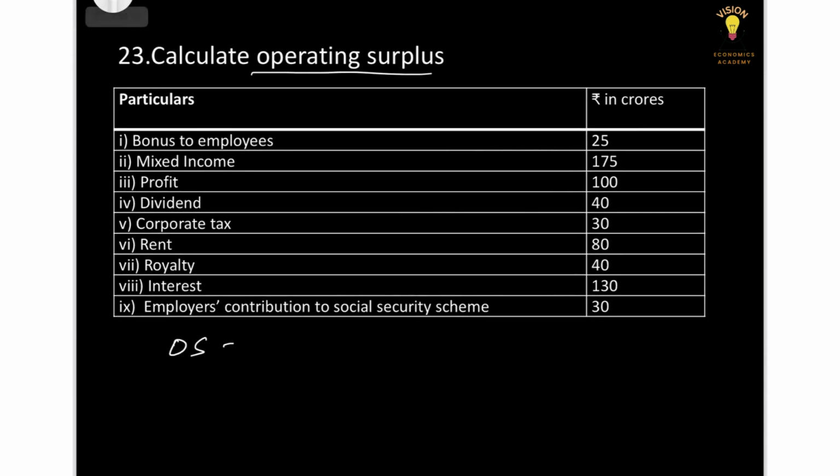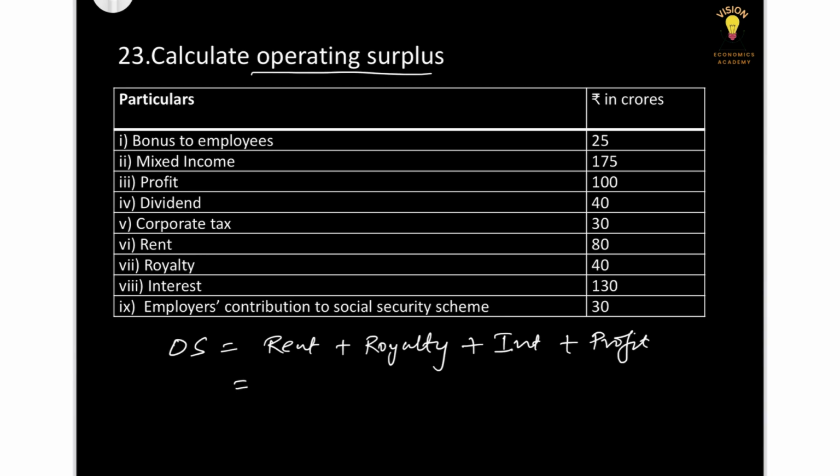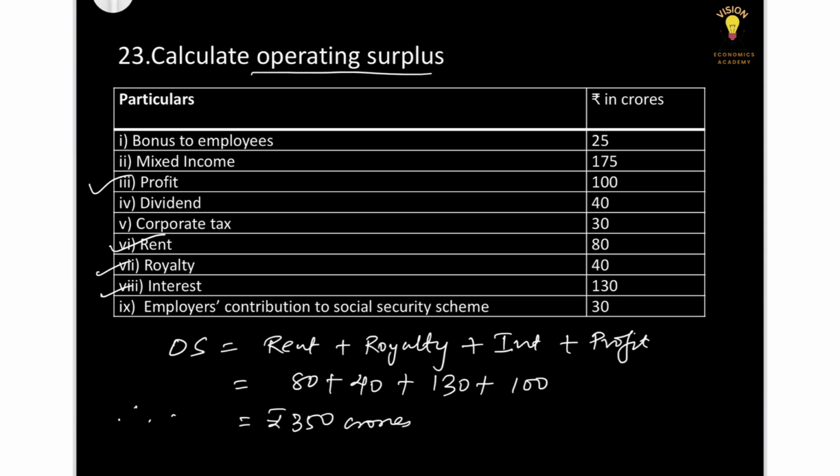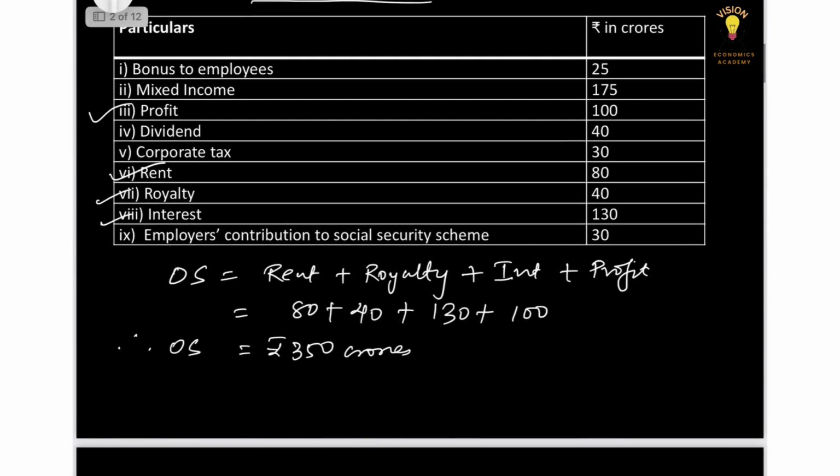We know what operating surplus is. It's rent plus royalty plus interest plus profit. So adding all these components will get the operating surplus. So rent is 80 plus royalty is 40 plus interest is 130 and profit is 100. So adding all this will get 350 crores, which is the value of operating surplus. 80 plus 40 plus 130 plus 100 would give us 350 crores.